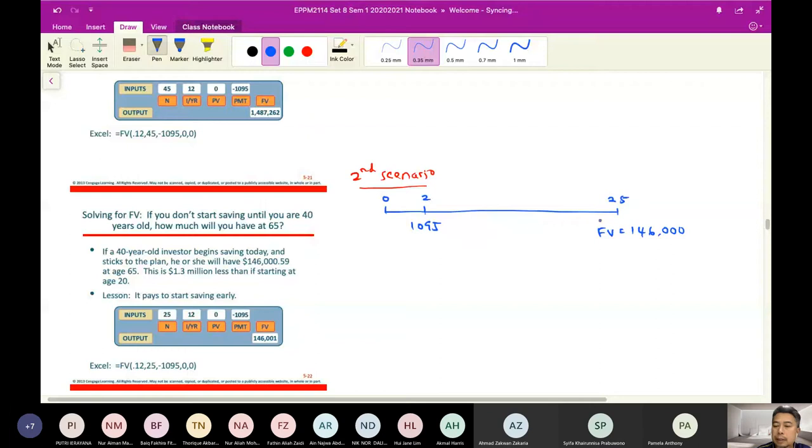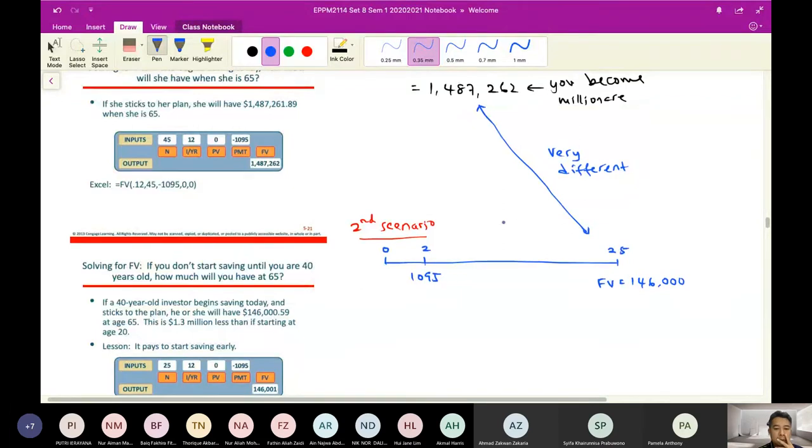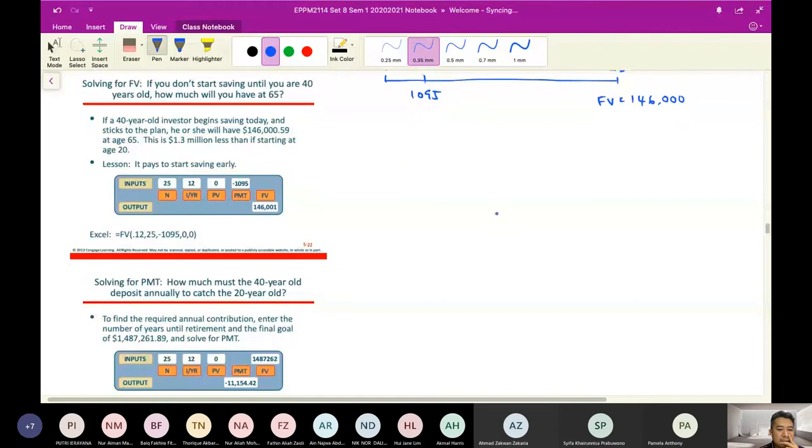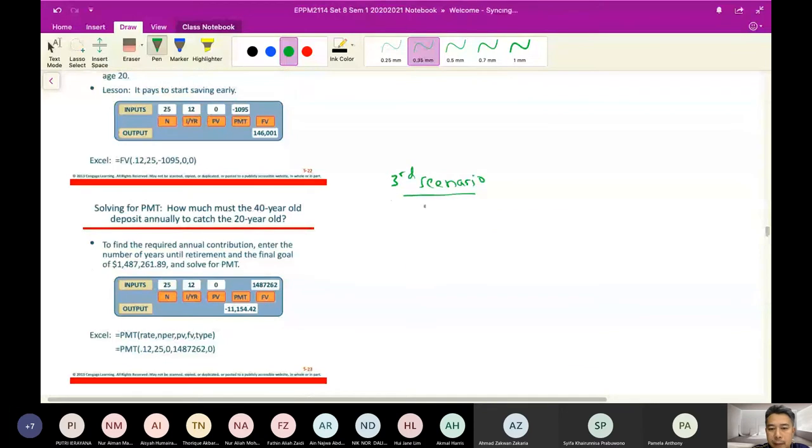So it is very much different from over here. Very different. Sorry for the typo. Very different. That is the second scenario. And then for the third scenario, it says here, I am 40 years old.